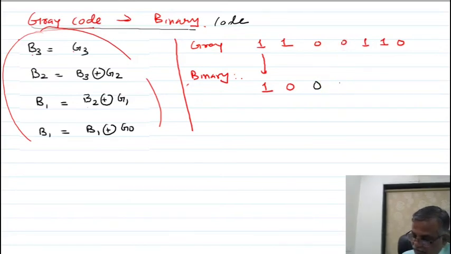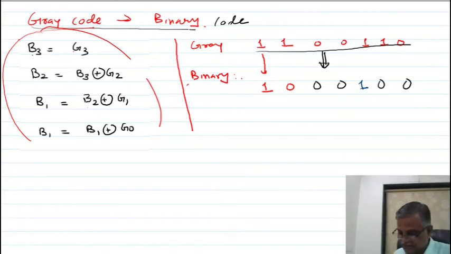You will get again 0. Do the exclusive OR function of these two. So it is your 1. Now do the exclusive OR function of these two. So you will get 0. Do the exclusive OR function of these two. You will get 0. So this is a given gray code, its corresponding binary code is this.